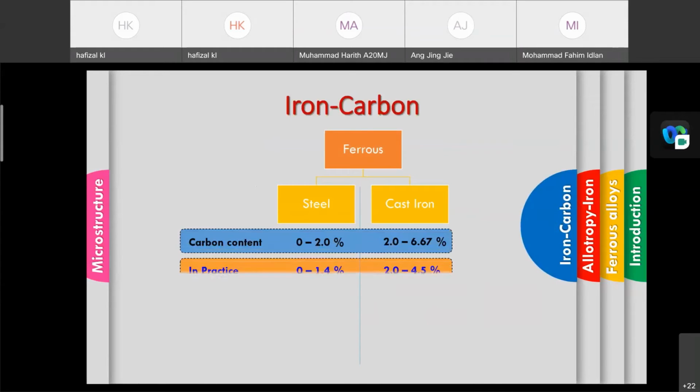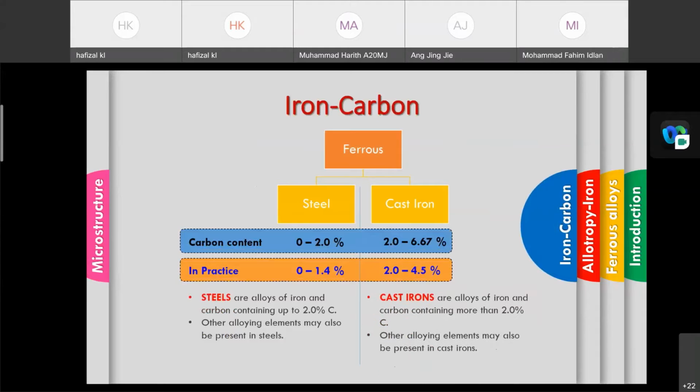So for the ferrous, we already know, as I discussed before, it consists of two types. When we include foreign material, which is carbon content, up to 2%, from 0 to 2%, this region of the phase diagram we will call steel, the steel area. If we increase the carbon up to 6.67%, this is the region between 2 and 6.67%, the region of the cast iron.